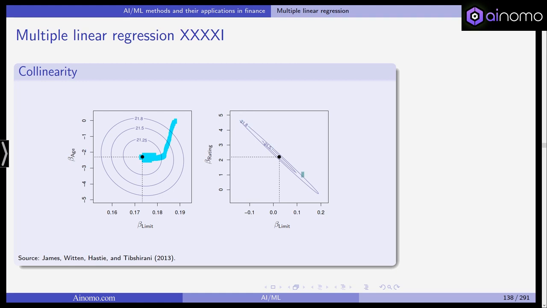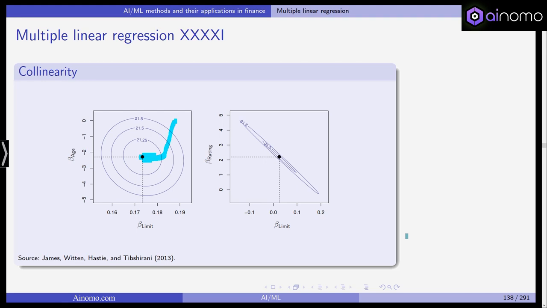Now this is the same plot for limit and rating, and as you can see, the contour plots become quite nasty, and it's now much more difficult to find the OLS estimate of these two coefficients. Why? Because the RSS function that needs to be minimized is not as nice to optimize as, for example, this left plot. So it's a numerical problem, collinearity or multicollinearity.